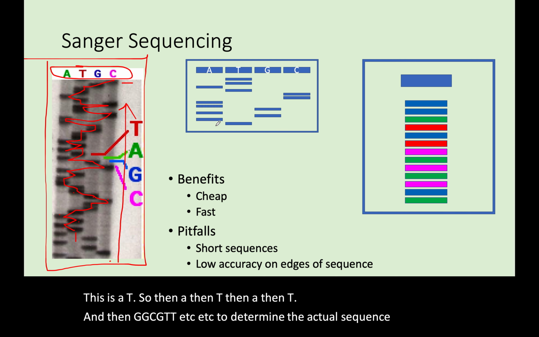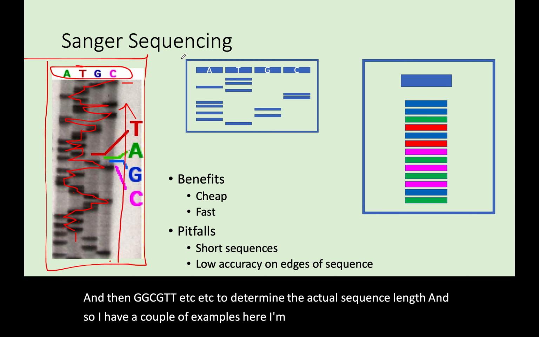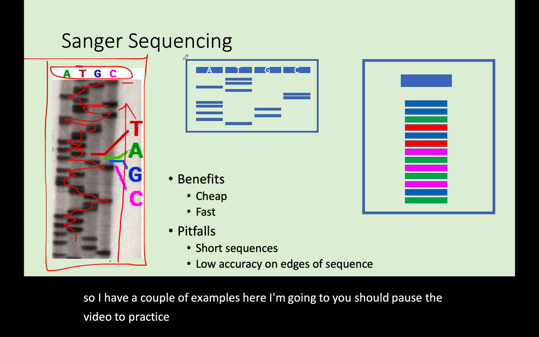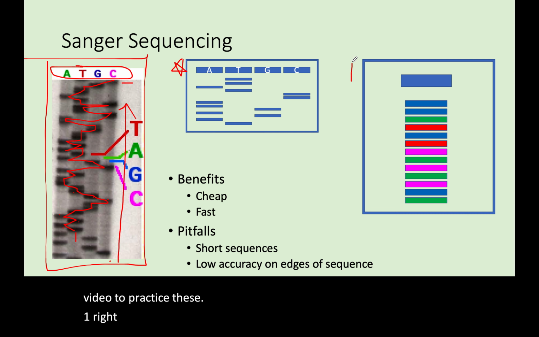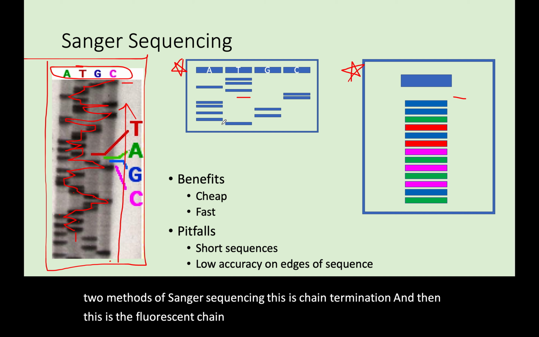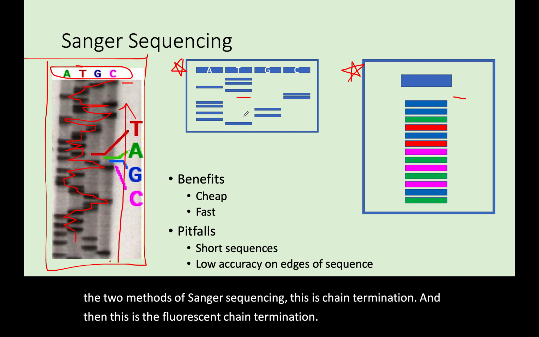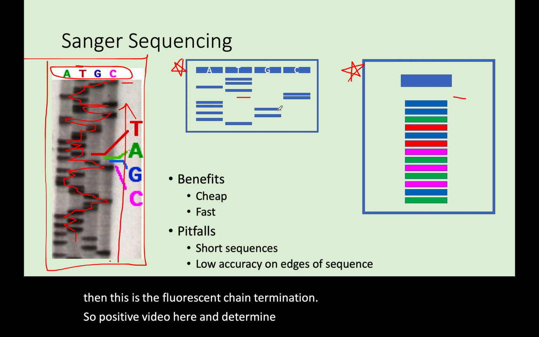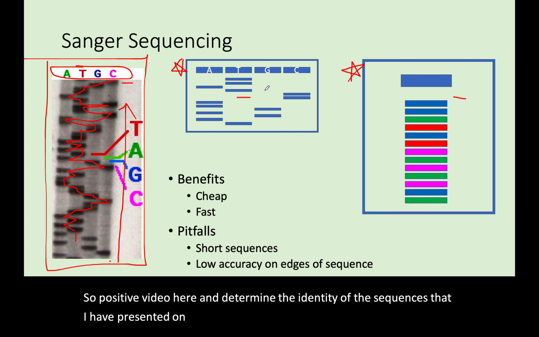And so I have a couple of examples here. You should pause the video to practice these. This one right here, and then also this one right here. These are the two methods of Sanger sequencing. This is chain termination, and this is the fluorescent chain termination. So pause the video here and determine the identity of the sequences that I have presented on these gels.